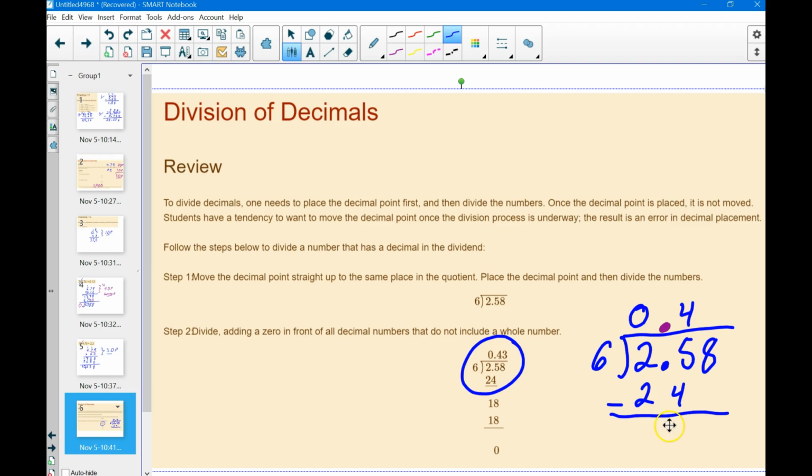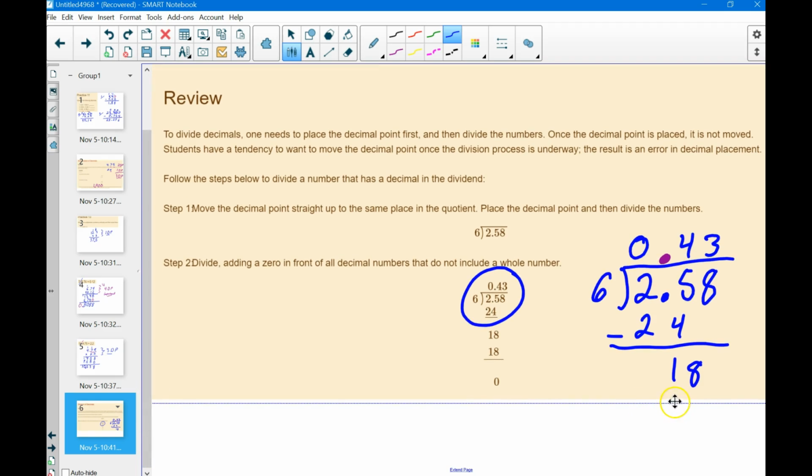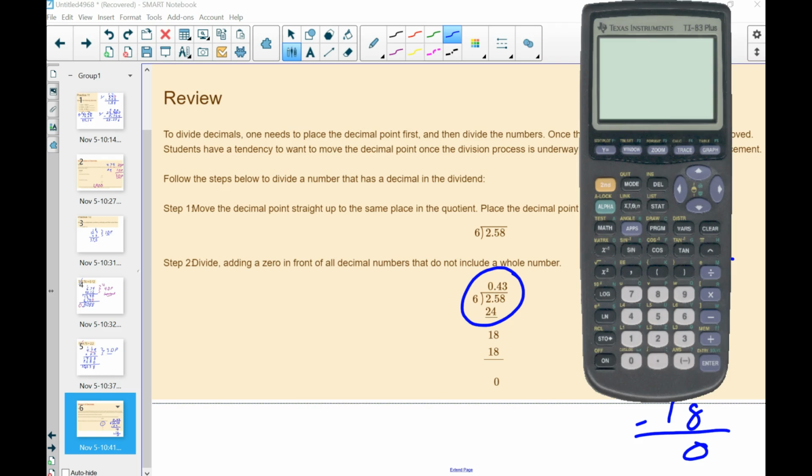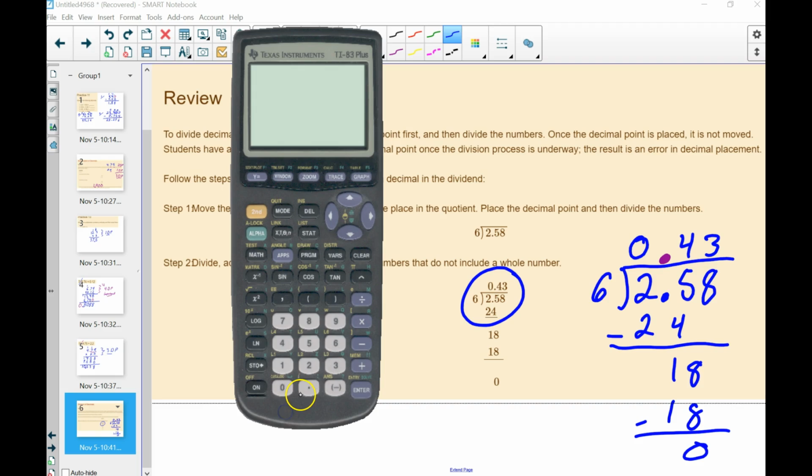And I subtract, which gives me 1. The 8 pops down, and then I give it 3. 3 times the 6 gives me 18. And I have a 0 when I subtract. So the answer would be 0.43. And if I put it in my calculator just to double check, you will see that 2.58 divided by 6 gives me 0.43.